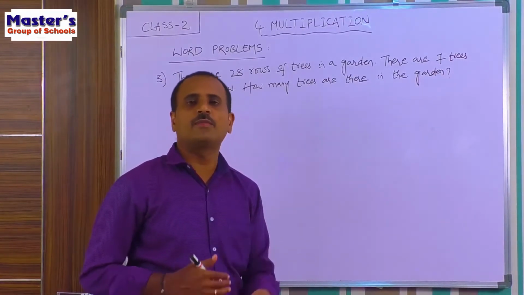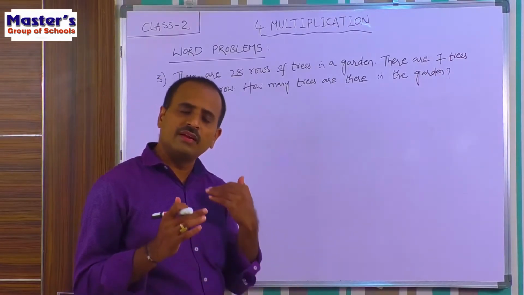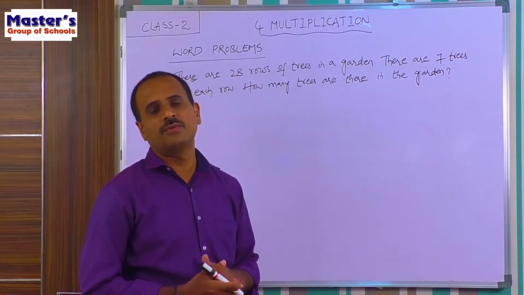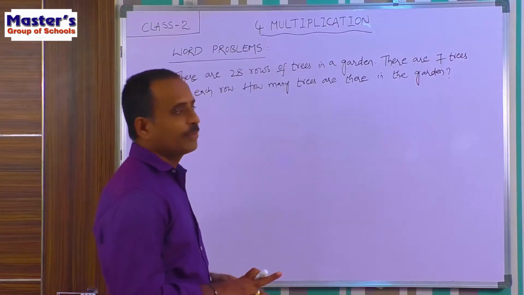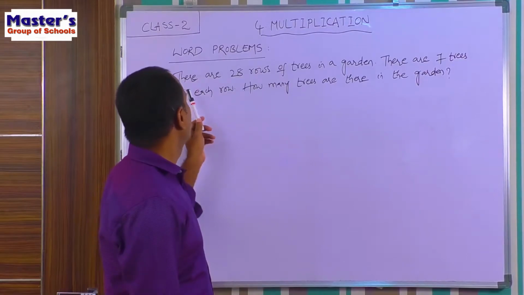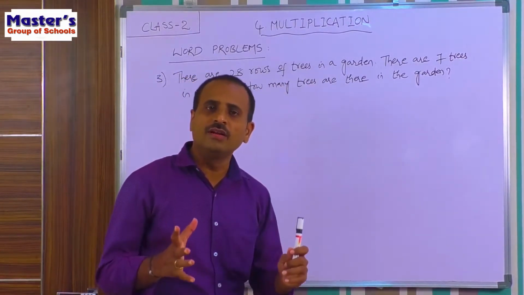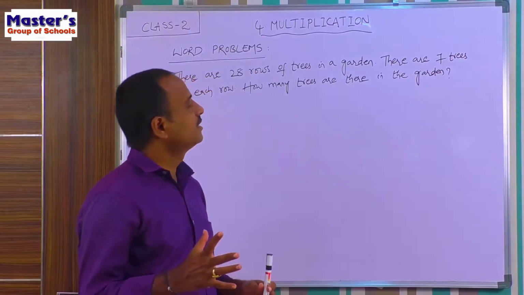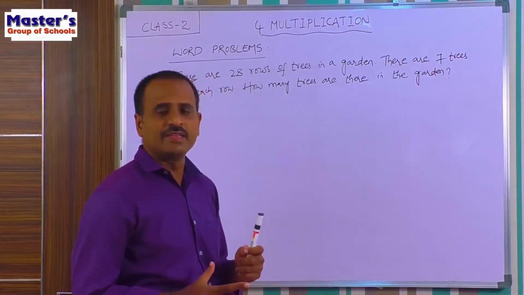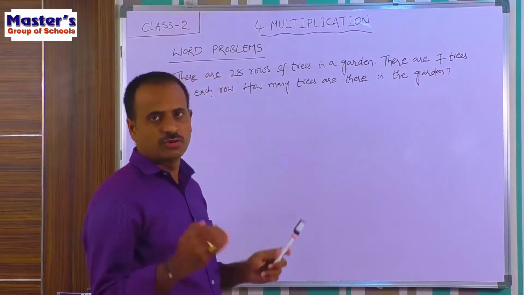So children, read the problem once again and understand the problem, and then you can easily solve the word problems. So read the problem once again. How many rows of trees are there? There are 28 rows of trees in a garden. So there are a total of 28 rows of trees in a garden. And how many trees are there in each row? There are 7 trees in each row.